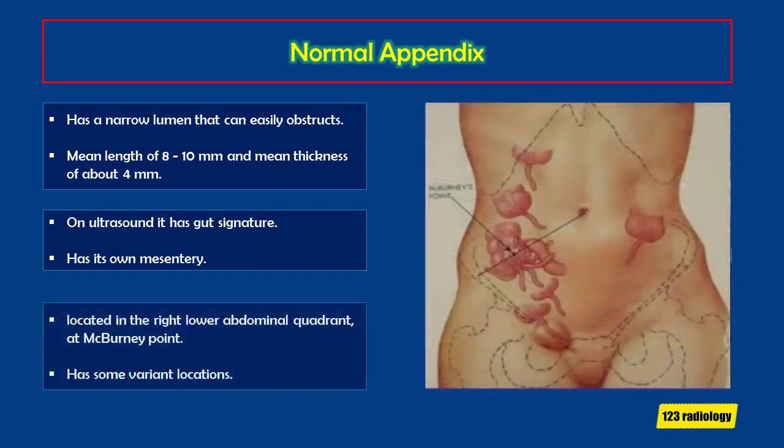It is located in the right lower abdominal quadrant at McBurney point. There are some variations. It can be in the left upper abdomen when there is a malrotation. It can be retrocecal, and it can be in the inguinal canal.